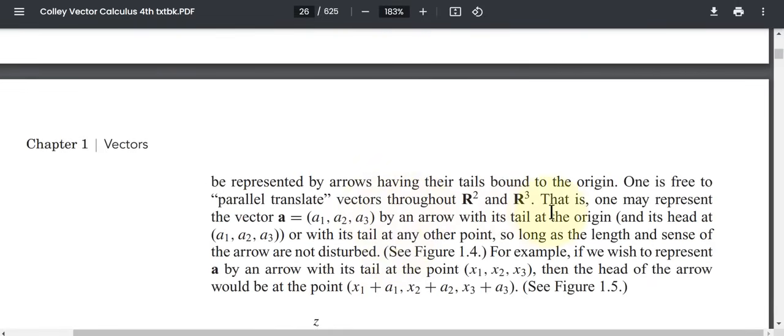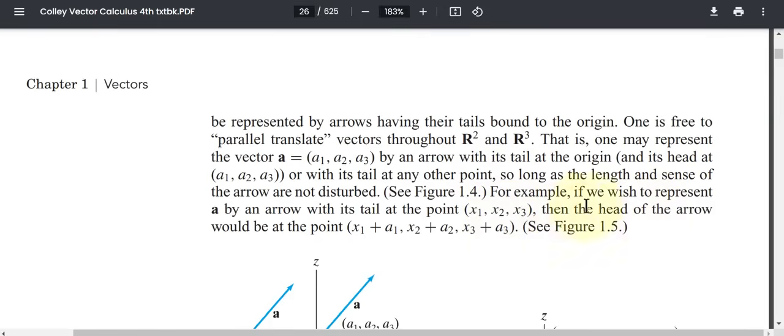So one is free to parallel translate vectors throughout R2, and the same thing for R3 if your vector is an R3 vector. That is, one may represent the vector A1, A2, A3 by an arrow with its tail at the origin and its head here, or with its tail, the base, at any other point, so long as the length and the sense of the arrow, that means the angle, are not changed.